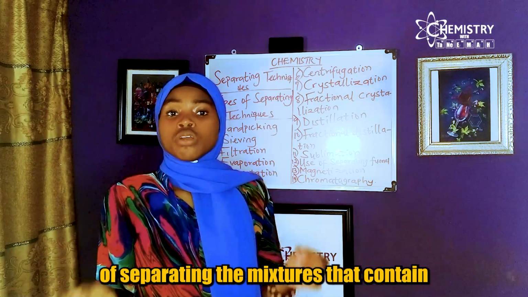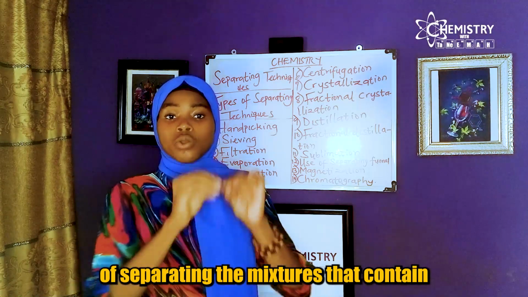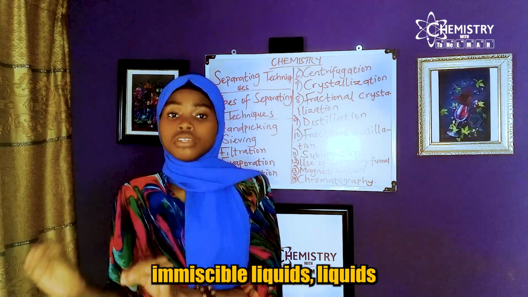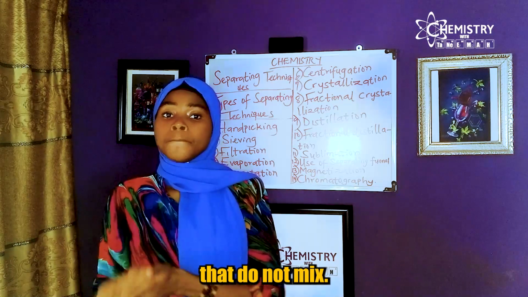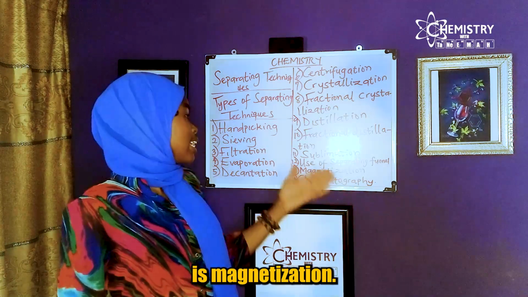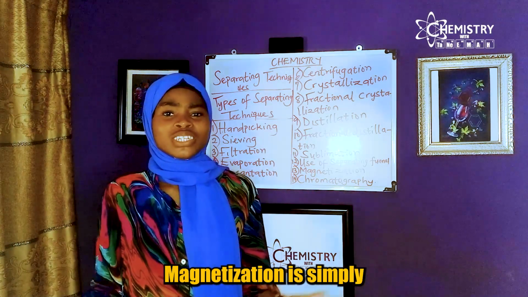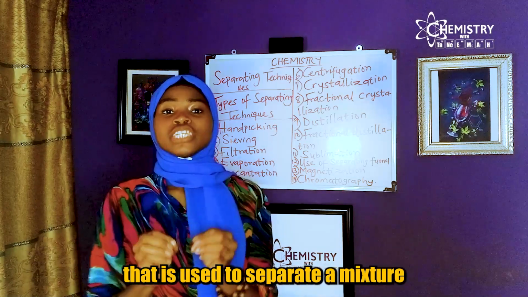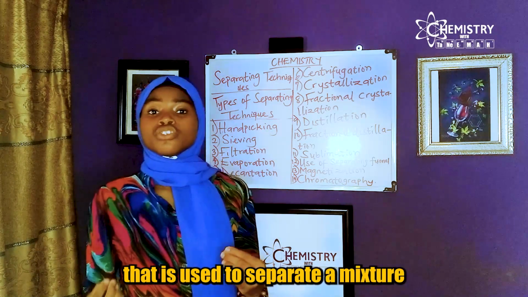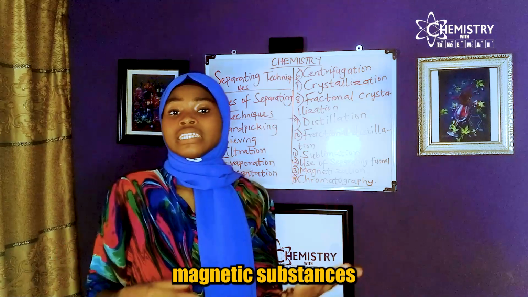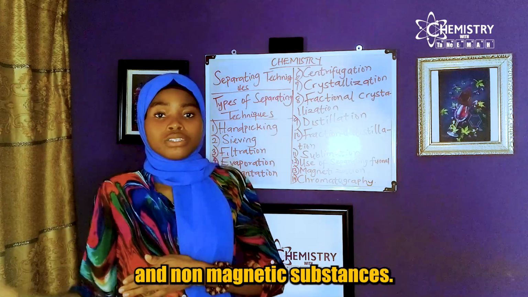So that is a very good way of separating mixtures that contain immiscible liquids, liquids that do not mix. So the next separating technique to look at is magnetization. Magnetization is simply a separation technique that is used to separate a mixture that contains magnetic substances and non-magnetic substances.